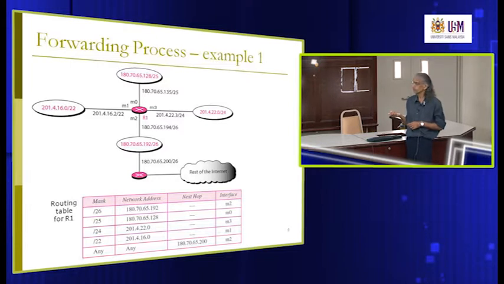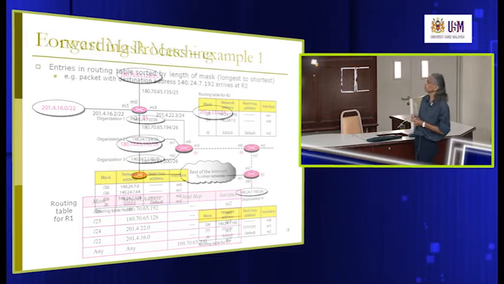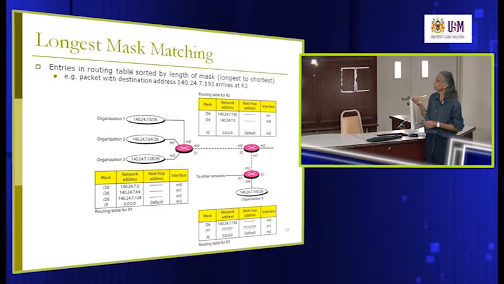The shortest mask should be at the bottom. Right? That's the rule. So the longest mask always must be the first to be applied. If your router has multiple entries, make sure the longest mask is the first to be entered, or first to be inserted, or first to be tested and applied. So same thing.